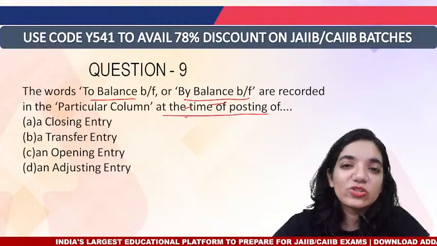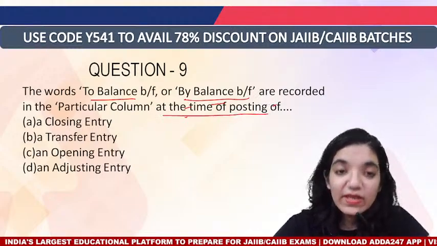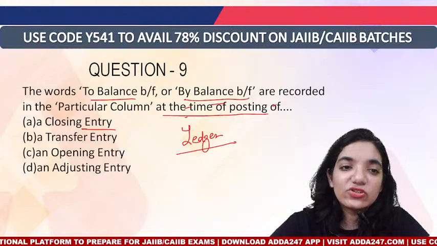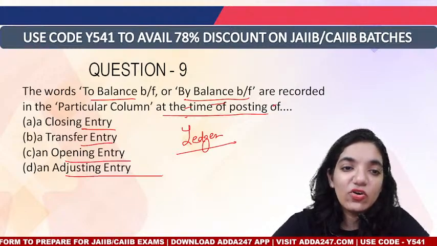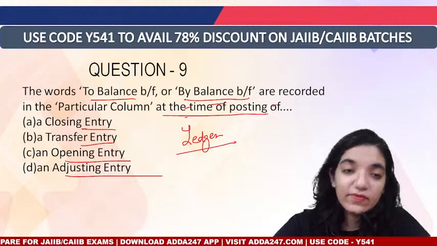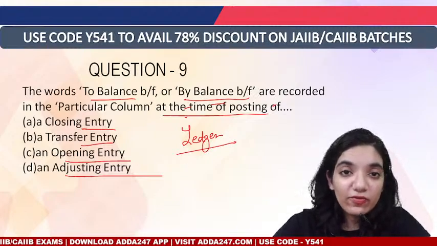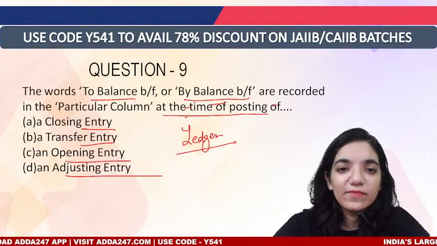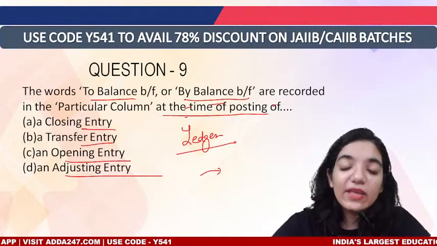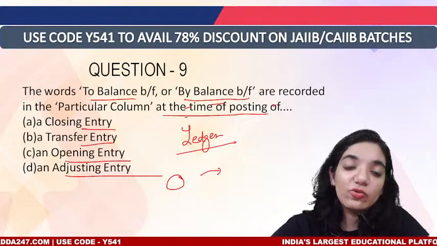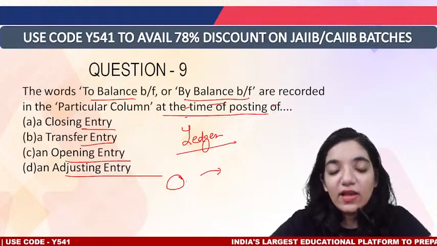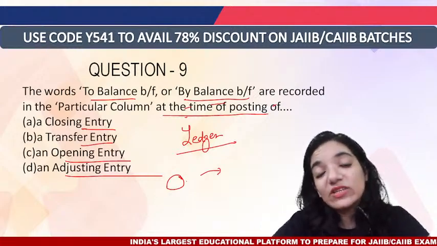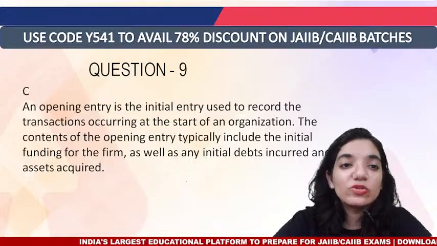The words "to balance brought forward" or "by balance brought forward" are recorded in the particular column at the time of posting of which entry? This question is from ledger. Is it the closing entry, transfer entry, opening entry, or adjusting entry? When we talk about to balance brought forward or by balance brought forward, we are bringing it forward. That means this was the closing value which was taken to the next accounting cycle, or maybe the next month, whatever the scenario would be. So since it's taken to the next level, it would basically be a closing entry.